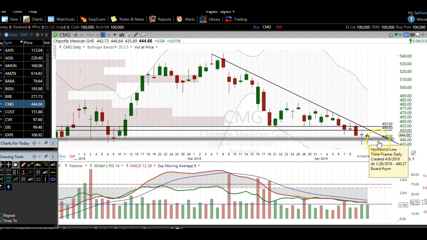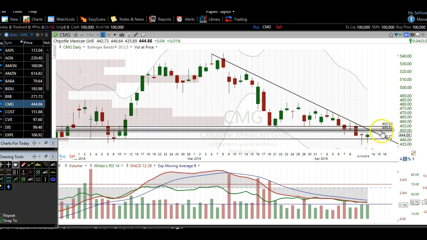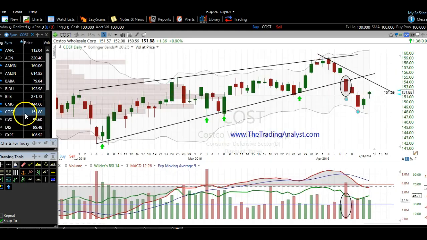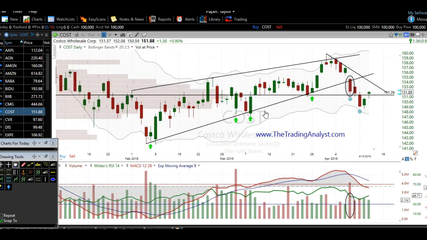If it closes below 440, we know that the move is going to be to the downside. If we close above this downtrend line, I think we can see a nice move to the upside. So those are the levels that I'm watching. Another one I want to cover is Costco.